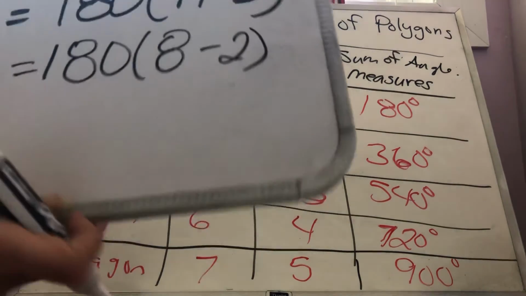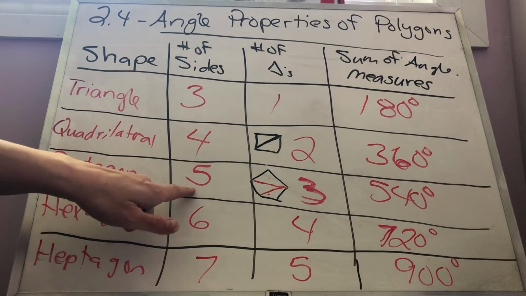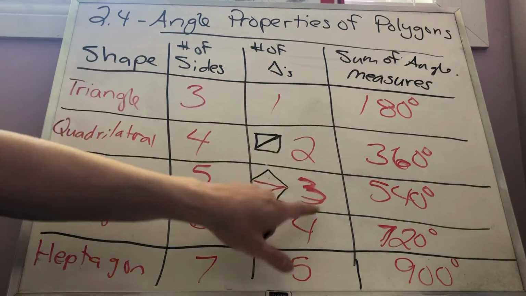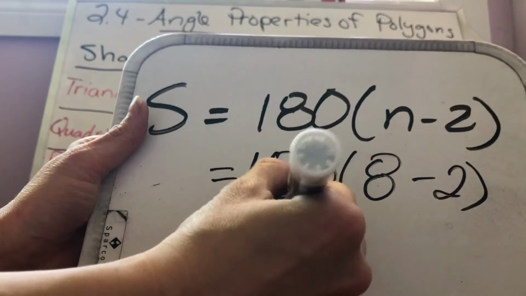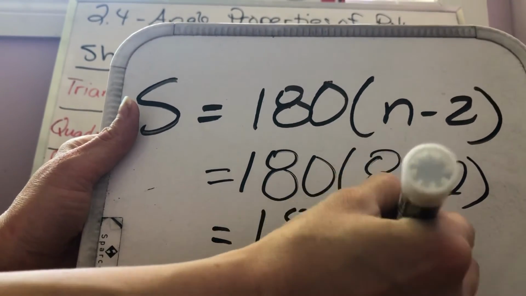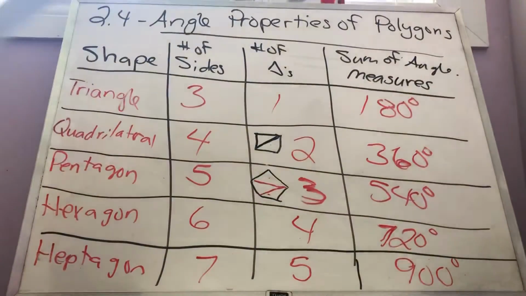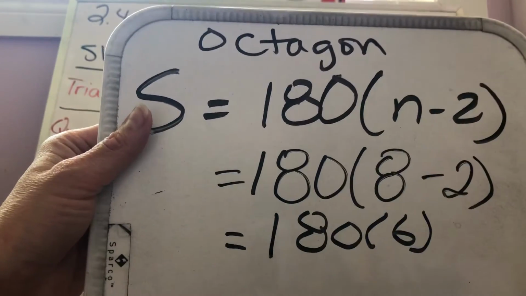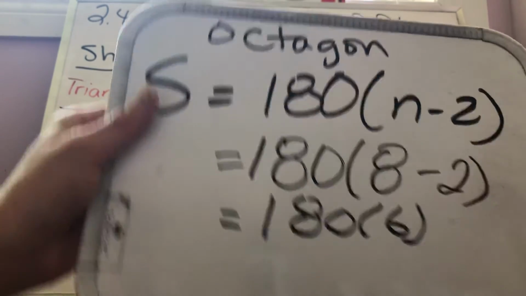Kind of what we're doing here, right? Because notice again how there's all gaps of 2. Number of sides take away 2 gives us the number of triangles. Then we multiply that by 180. So that would be 180 times 6, right? 6 triangles in this octagon. Right, octagon, like a stop sign, right? 180 times 6 would give us 1,620 degrees.